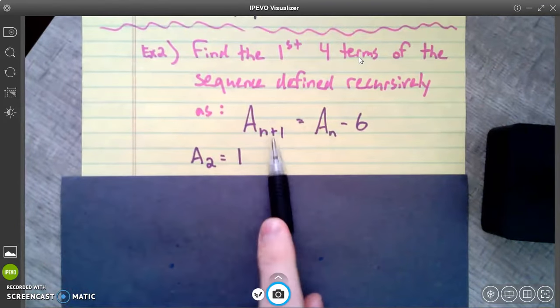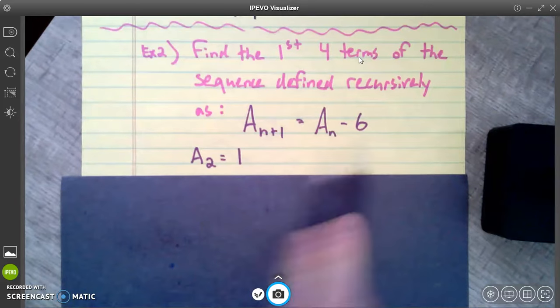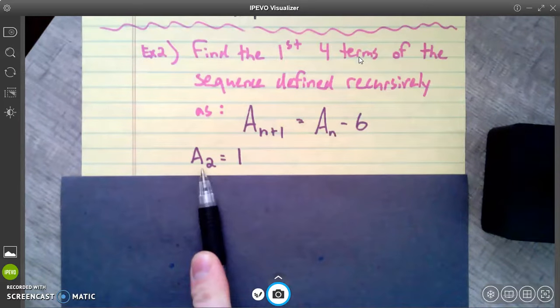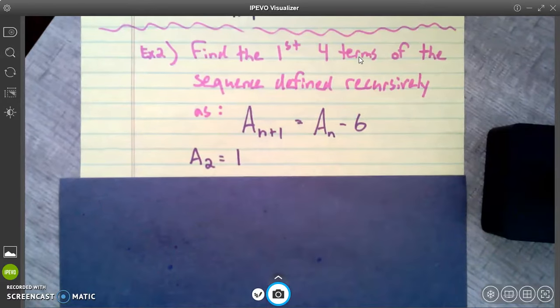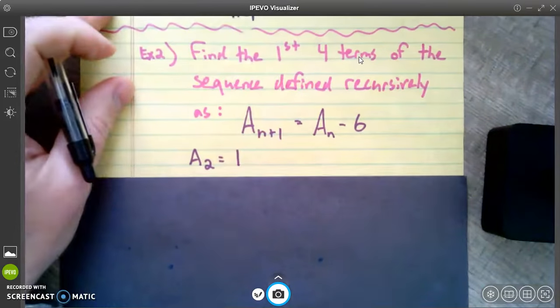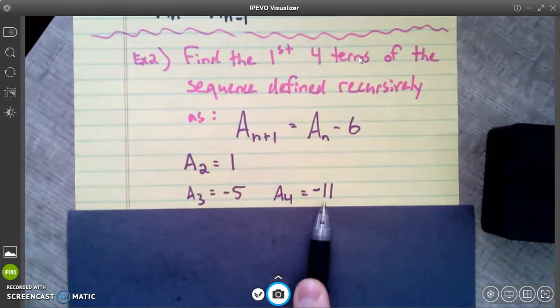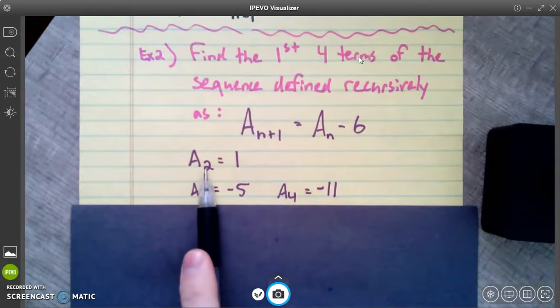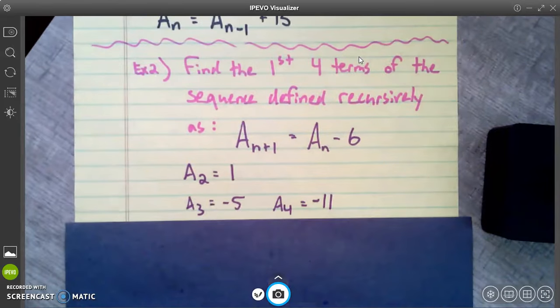To find the next term of the sequence, take the one you're on and subtract 6. So I've given you the second one. To find the next one, take the one you're on and subtract 6. So to find the next one, I'm going to take the one I'm on, 1, and subtract 6. Okay, negative 5. To find the next one, take the one I'm on, subtract 6, negative 11. So I found the second one, I found the third one, I found the fourth one. I want the first 4 terms of the sequence. I need to find a sub 1, the first term of the sequence.